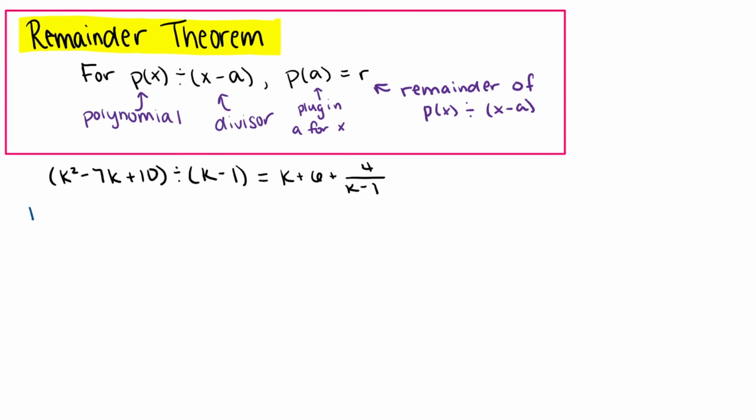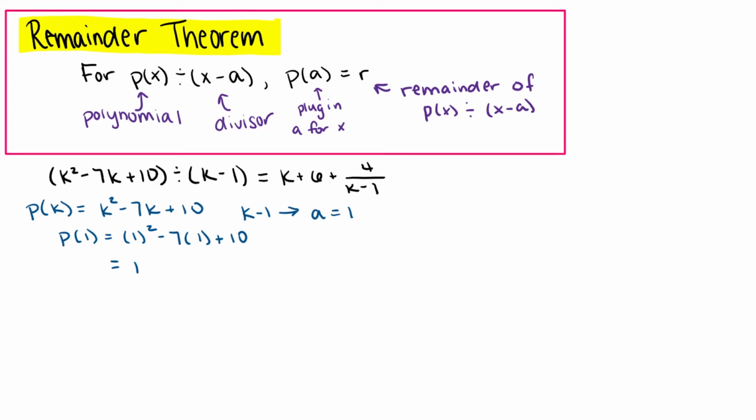So our p of x, or in this case p of k, is equal to k squared minus 7k plus 10. And for our a term, since our divisor is k minus 1, that means a is equal to 1. So let's plug in 1 for k. P of 1 is equal to 1 squared minus 7 times 1 plus 10. After simplifying, we get 4. This was our remainder, so we know that our division was correct, and we verified our remainder of this expression.